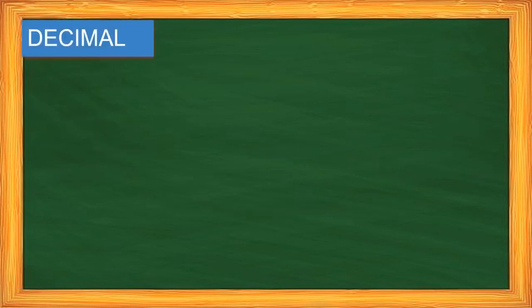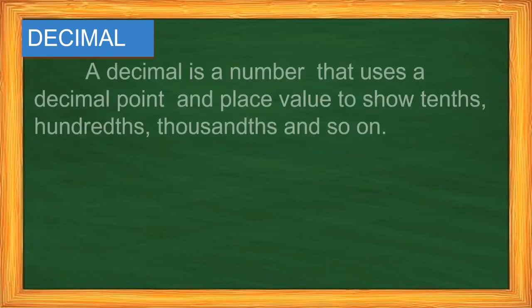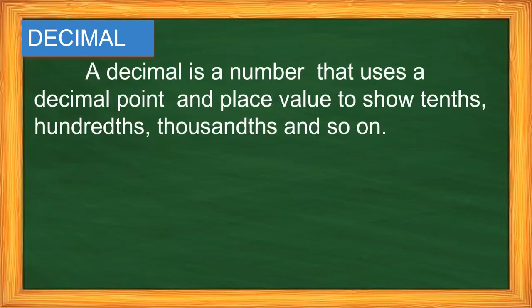Alright, so what exactly is a decimal? A decimal is a number that uses a decimal point and place value to show tenths, hundredths, thousandths, and so on. Nasa pangalan lang. Decimal, edi may decimal point. Examples of this are 3 and 1/10. Since isang decimal place lang, babanggitin mo yung huling decimal place. So, 1/10 lang. So, 3 and 1/10.